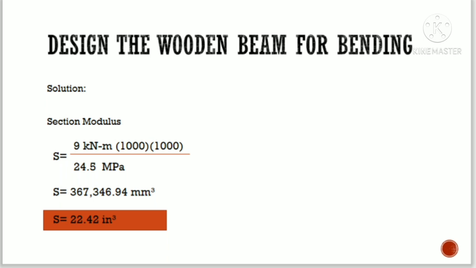Now we are going to convert kilonewton to Newton and meter to millimeter. If we convert that, we multiply by 1,000 for kilonewton to Newton, and another 1,000 for meter to millimeter. That is equal to 367,346.94 millimeter cubed. This time we're going to convert millimeter cubed to inch cubed, because the table we will use to determine the dimension or size of the beam is in inches.